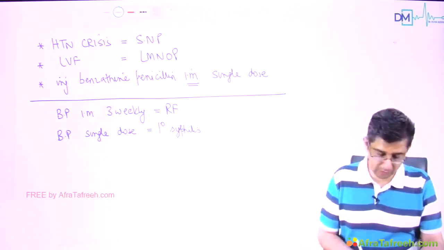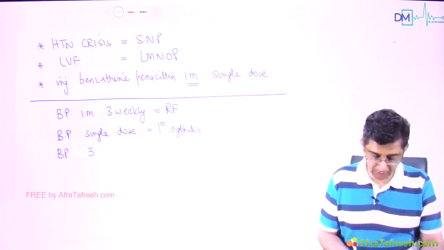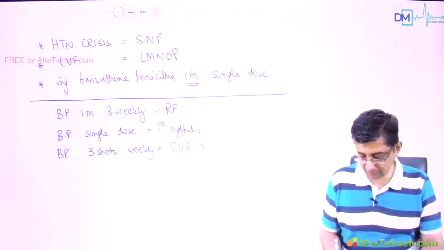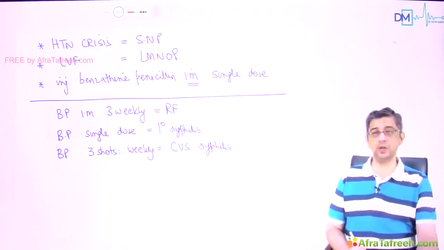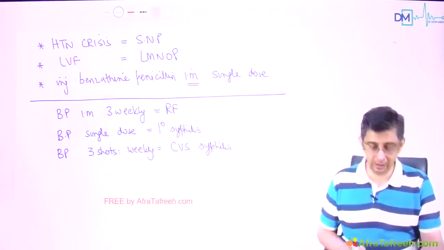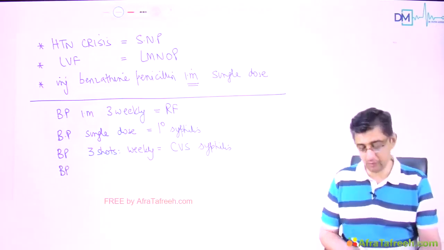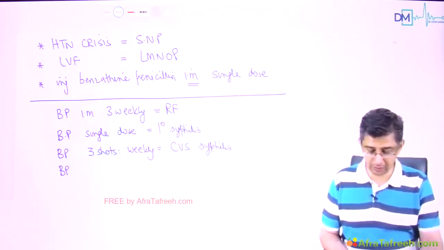Then they have also asked about the usage of benzathine penicillin, that is 3 shots on a weekly basis, like this week, next week and the next week. 3 shots weekly have been asked for cardiovascular syphilis, where the gamma would be damaging the aorta, causing aortic aneurysm formation.